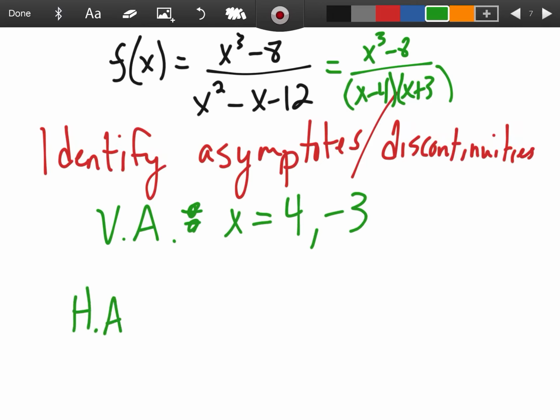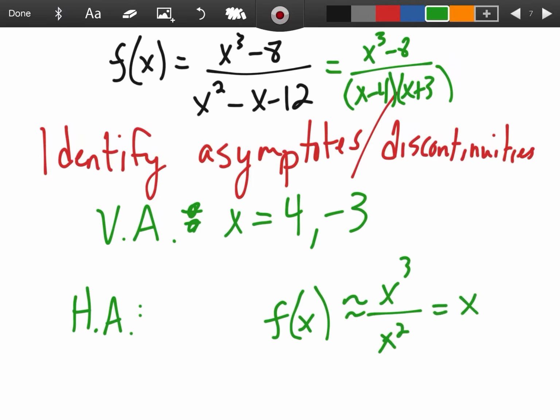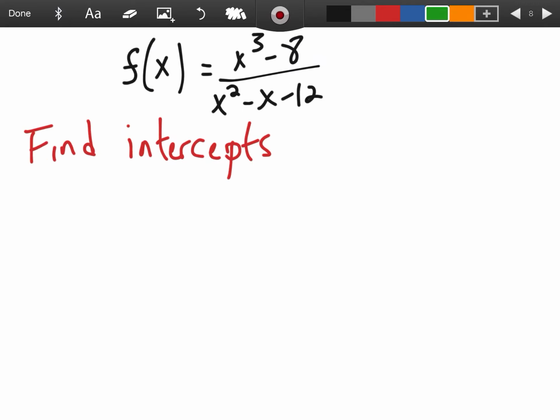Then for my horizontal asymptote, same thing. As x goes to positive or negative infinity, I could approximate my f of x as x cubed over x squared. And so it's really just going to approximate the function as just x. It's going to be really similar to just x. Well, if I plug in infinity, it's just going to go to infinity. If I plug in negative infinity, it'll just go to negative infinity. So there's no horizontal asymptote in this case. We do not have a horizontal asymptote. We're going to see how that affects our end behavior in a second.